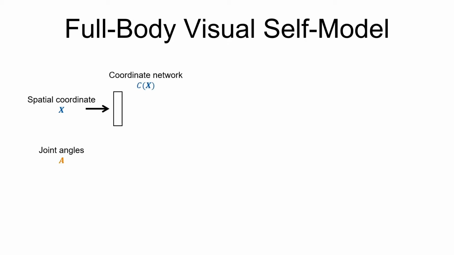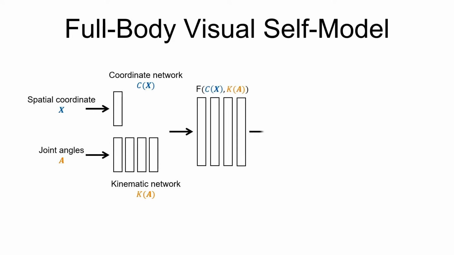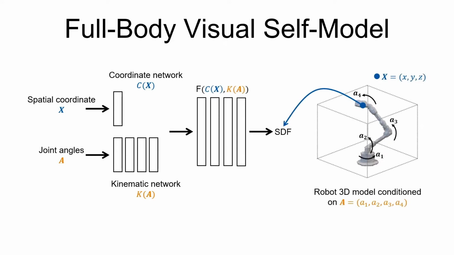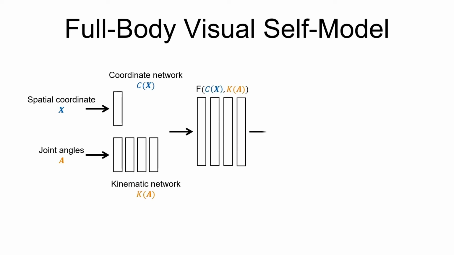Our visual self-model is a single network with implicit neural representations. The input has 2 components, a spatial coordinate and a set of joint angles. The spatial coordinate is passed through a coordinate network to get the coordinate features, and the joint angles are passed through a kinematic network to get the kinematic features. Both features are then concatenated and processed by another few layers of the network to output a zero-level SDF value. All layers of the network are simple MLPs with sine activation functions. The entire network weights require about 1 MB memory.